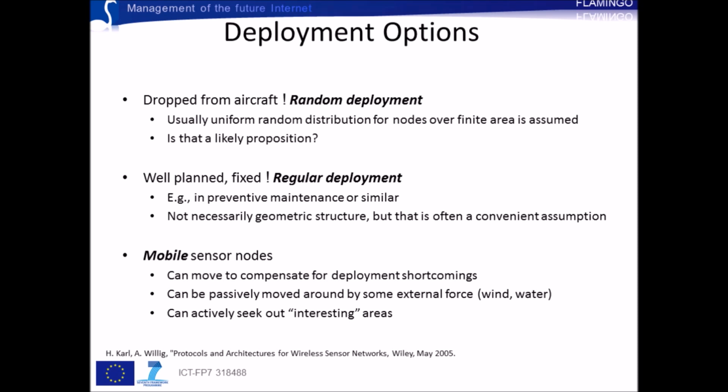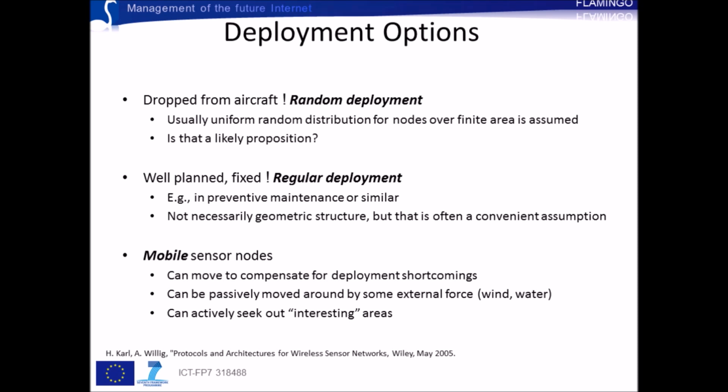The third deployment option looks at mobile deployment. Those mobile sensor nodes can move to compensate for deployment shortcomings. They can be passively moved around by some external force, for example wind or water.